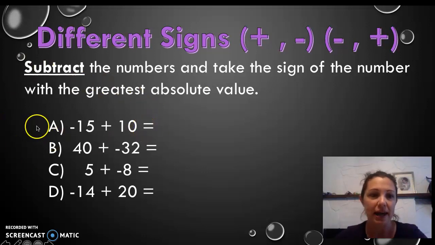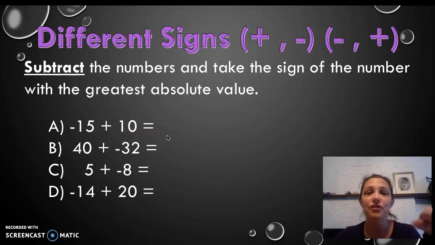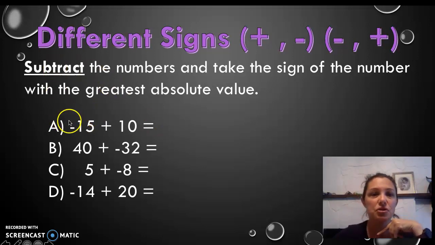On example A, you have negative 15 plus 10. Okay, negative 15 plus 10. So the first thing we want to do is subtract them. So forget about your signs. What's 15 minus 10? 5. Now, take a look. Between those two numbers, which one of these has a greater absolute value? 15. 15 is a bigger number.